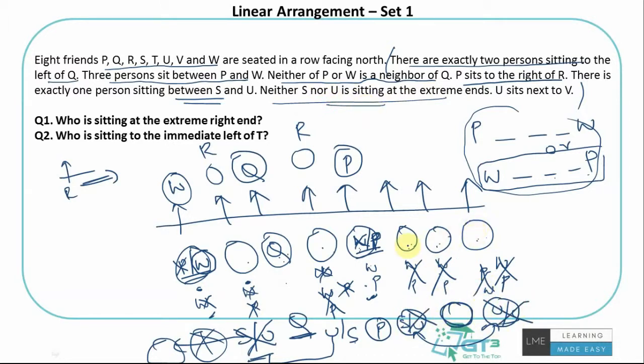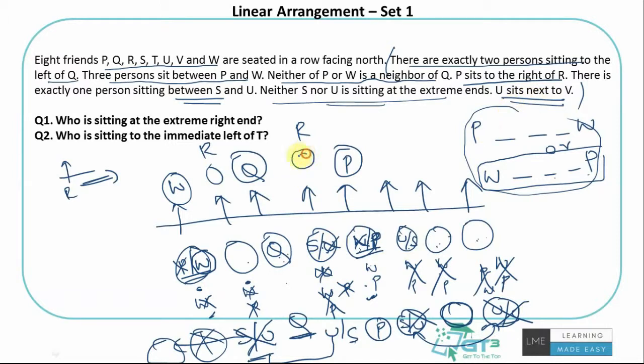If S or U is sitting here, the other person should be sitting here, which is not a possibility. And so the only possibility I have left with is this: S or U should be sitting here and U or S should be sitting in this way. U sits next to V. If I keep U here, the neighbors are Q and P, which is fixed, so that is not correct, because they said U sits next to V.